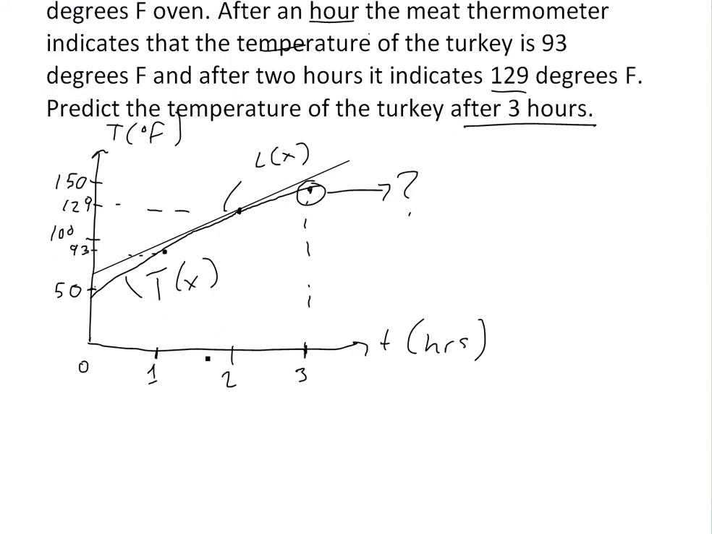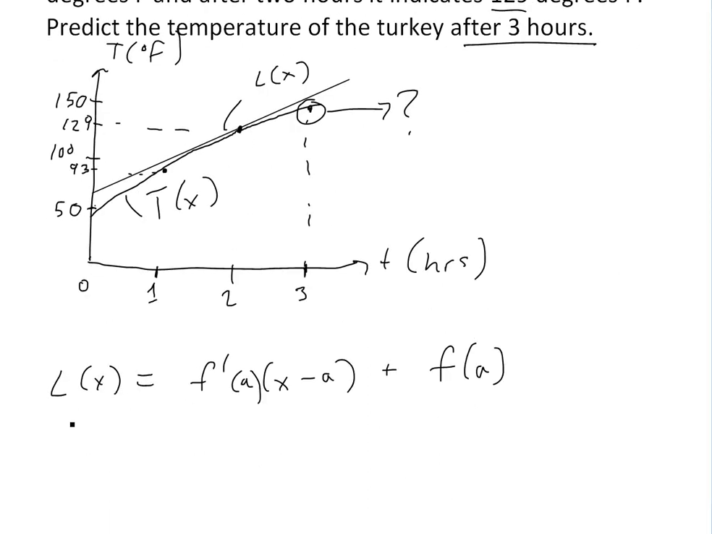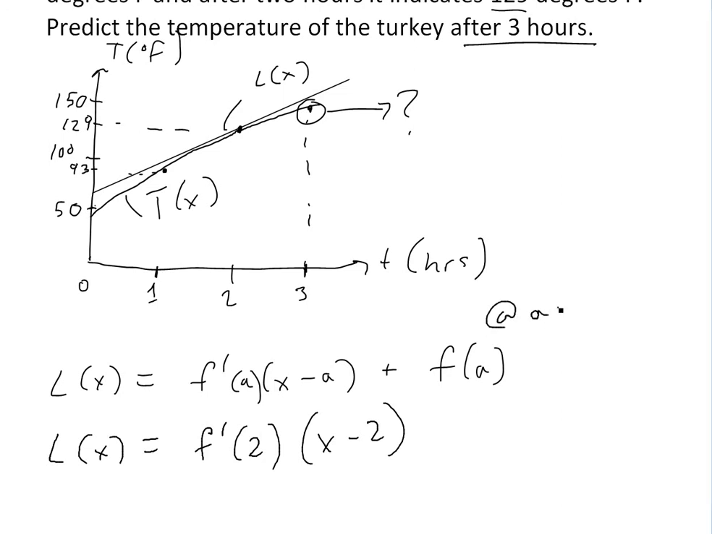So if we write down the equation, let's say we'll use this point as a frame of reference, or as a. We know that the equation is equal to f prime of a times x minus a, plus f of a. We use t equal to 2, so we get L of x equal to f prime of 2 times x minus 2, at a equal to 2, because it's closest to 3, and then plus f of 2.